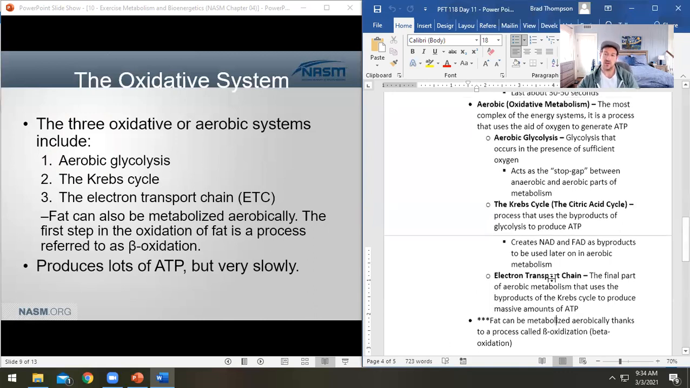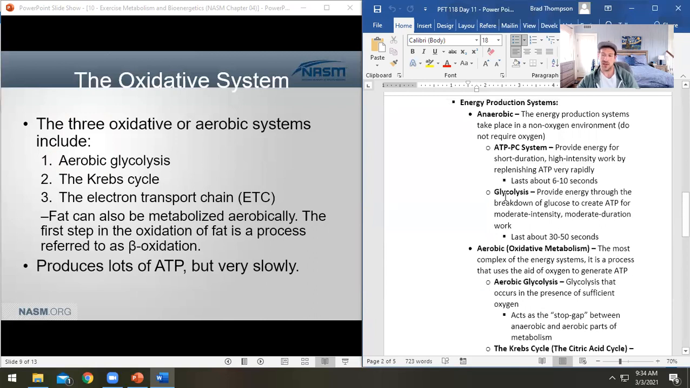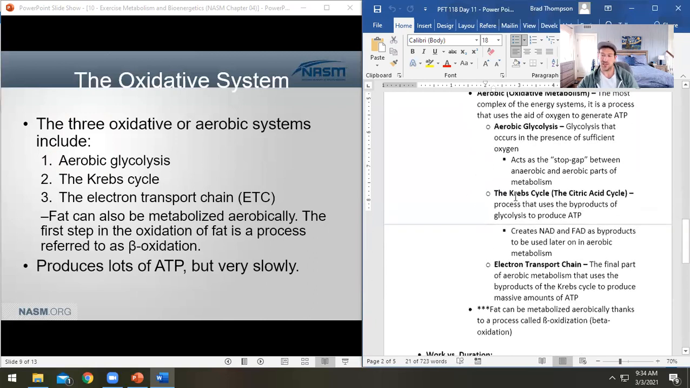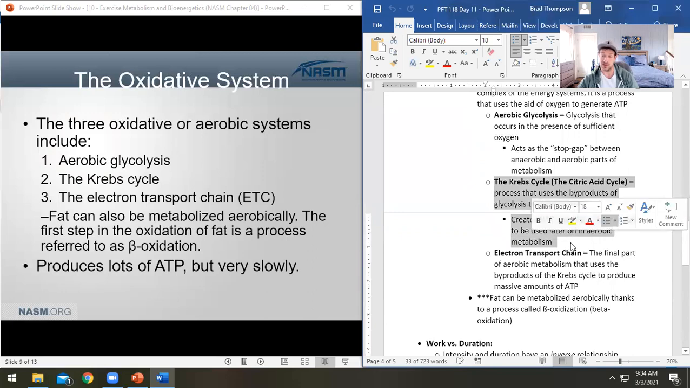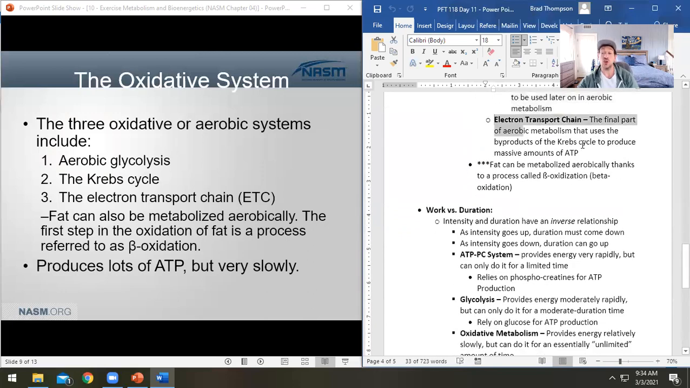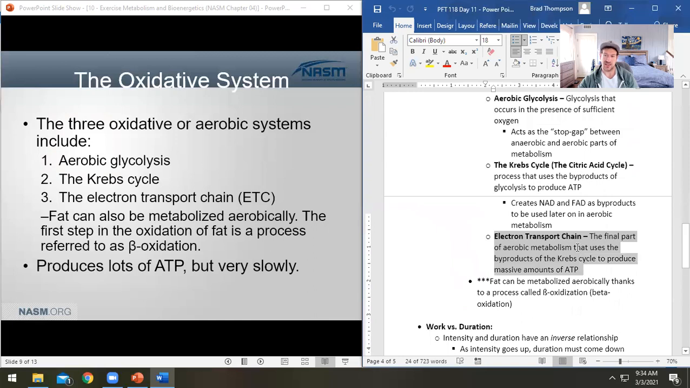I mean, for every one sugar molecule, you were getting 2 molecules of ATP in glycolysis. You were getting 2 more molecules of ATP in the Krebs cycle, and you're getting 32 molecules of ATP in the electron transport chain.